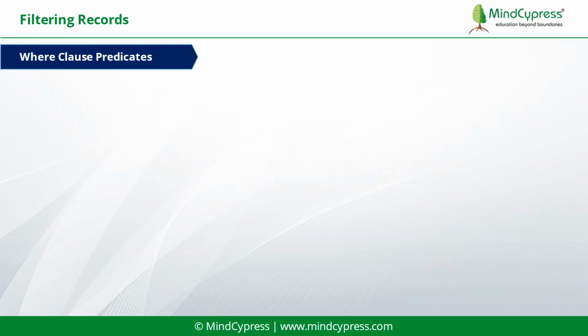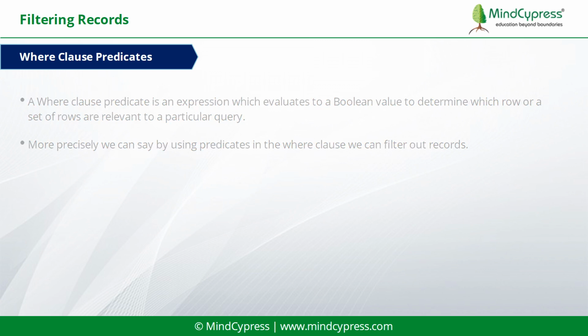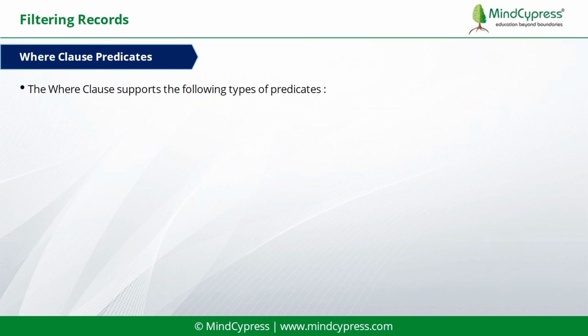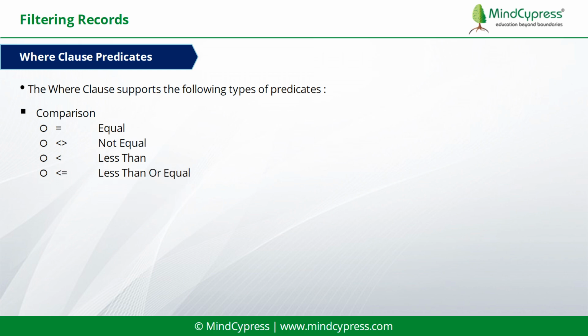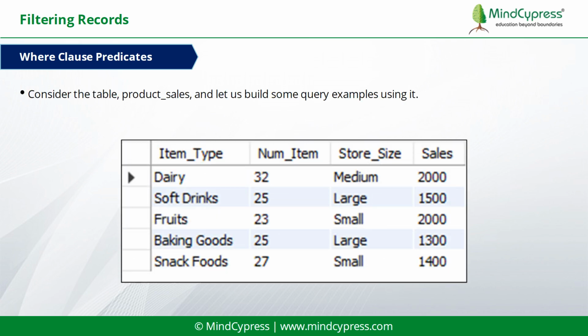Where clause predicates. A where clause predicate is an expression which evaluates to a Boolean value to determine which row or set of rows are relevant to a particular query. More precisely, by using predicates in the where clause we can filter out records. The where clause supports the following types of predicates: comparison, equal, not equal, less than or equal; pattern matching, like, used for wildcard filtering; between, in, is null. Consider the table product_sales and let us build some query examples using it.